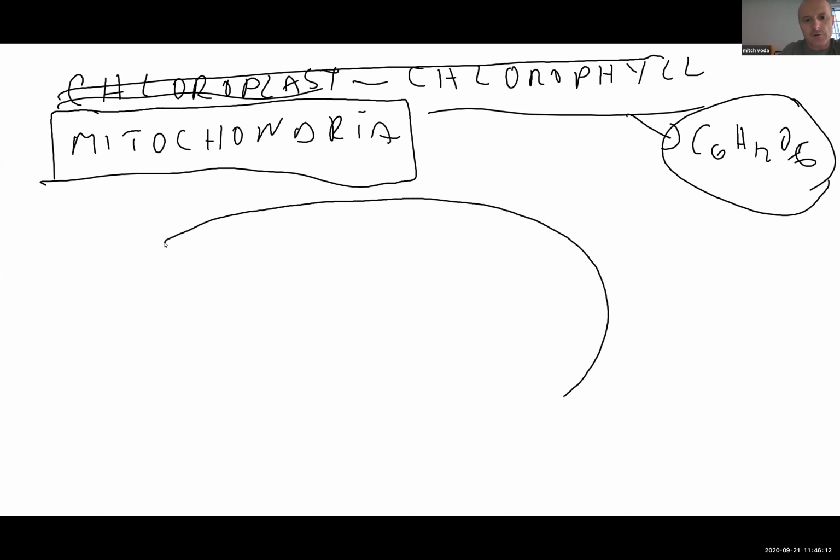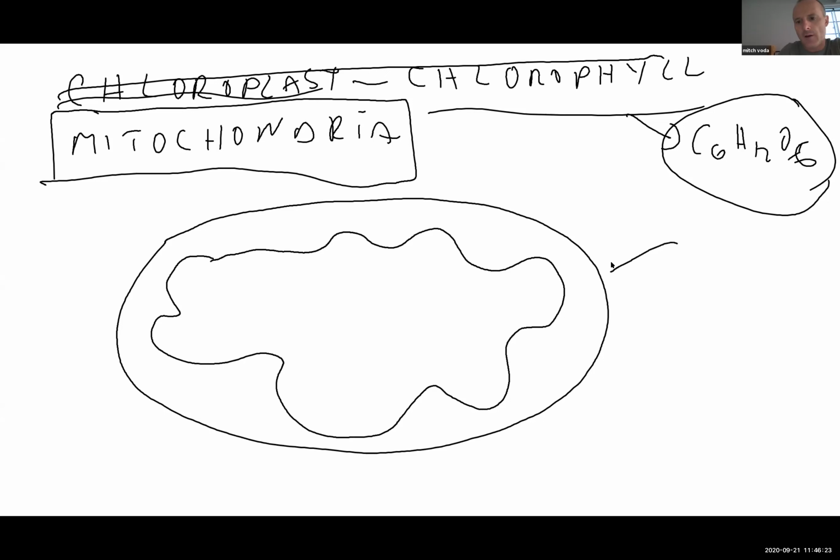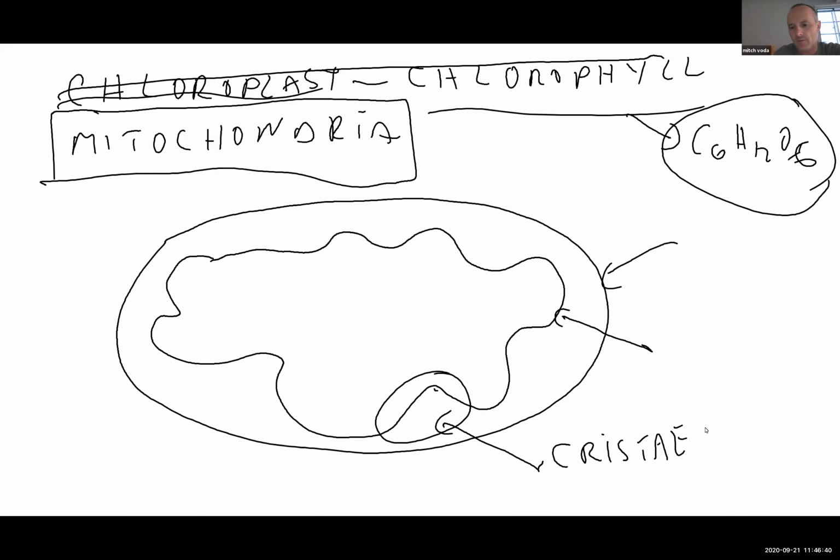Now, two lectures ago, we talked about mitochondria, and I told you the mitochondria has an outer membrane and an inner membrane, and it has these indentations right here, which were called cristae. Now, what is the function of the cristae? The function of the cristae, or this indentation, is that cristae increase surface area.